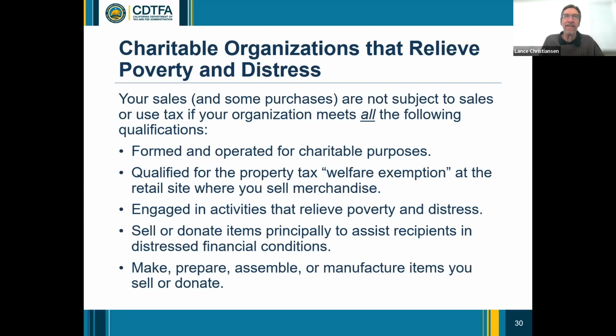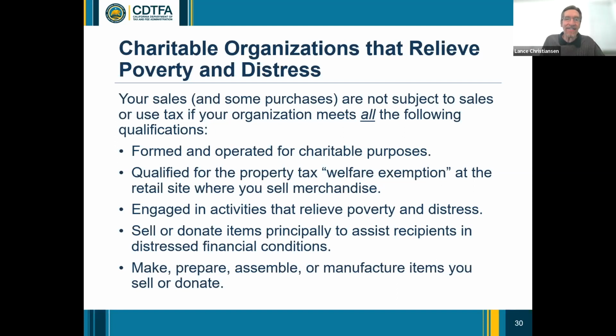Charitable organizations that relieve poverty and distress. I tend to think of a homeless shelter. It has to meet all these qualifications. It's formed and operated for charitable purposes. We all are, right? Qualified for the property tax welfare exemption at their site where they sell merchandise. They're engaged in activities that relieve poverty and distress in particular. They sell and donate items principally to assist recipients in distressed financial conditions. And they make, prepare, assemble, and manufacture items that they sell or donate.